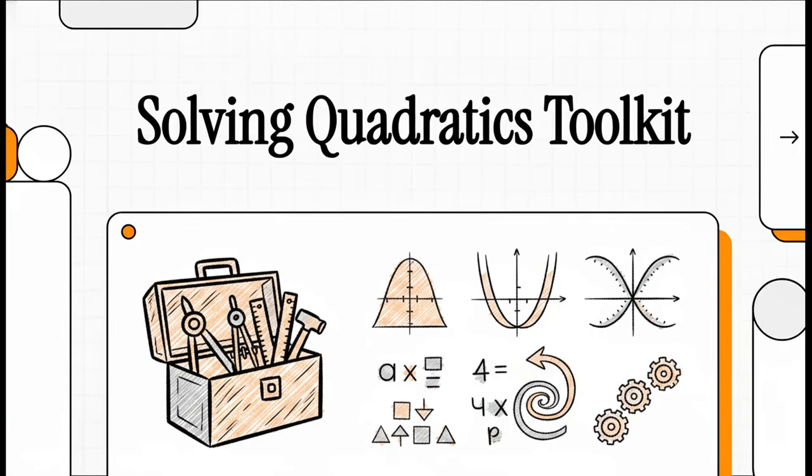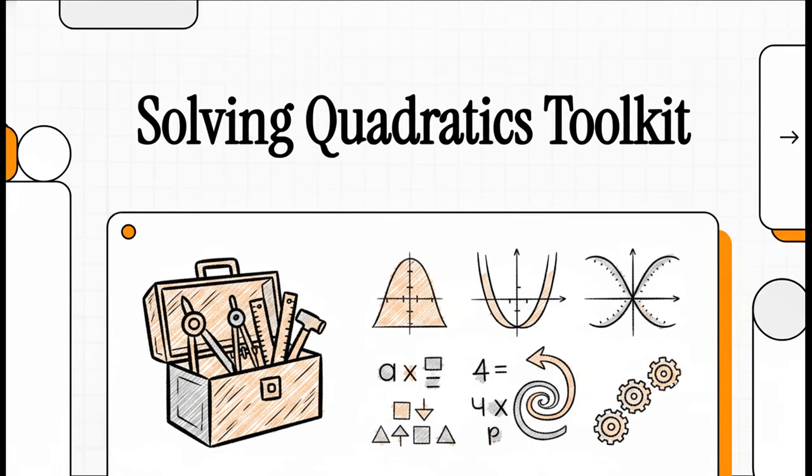Welcome to This Explainer. Today, we're cracking open a brand new mathematical toolkit. If you've ever stared at a quadratic equation and thought, where do I even start? You are absolutely in the right place. We're going to build up a solid set of methods to solve these equations quickly, efficiently, and accurately.